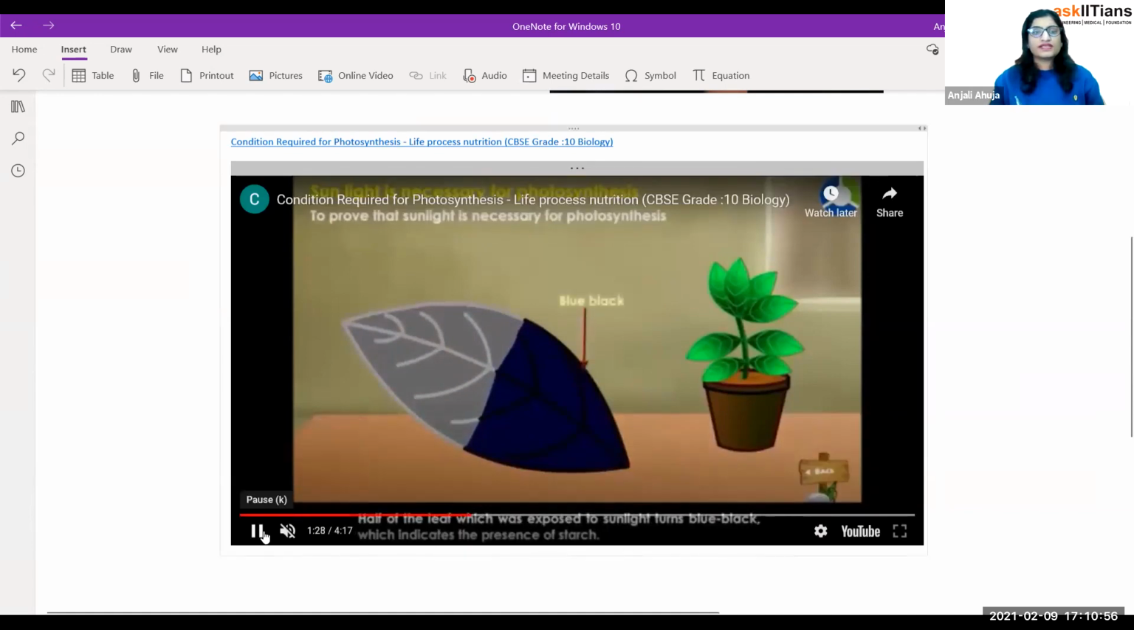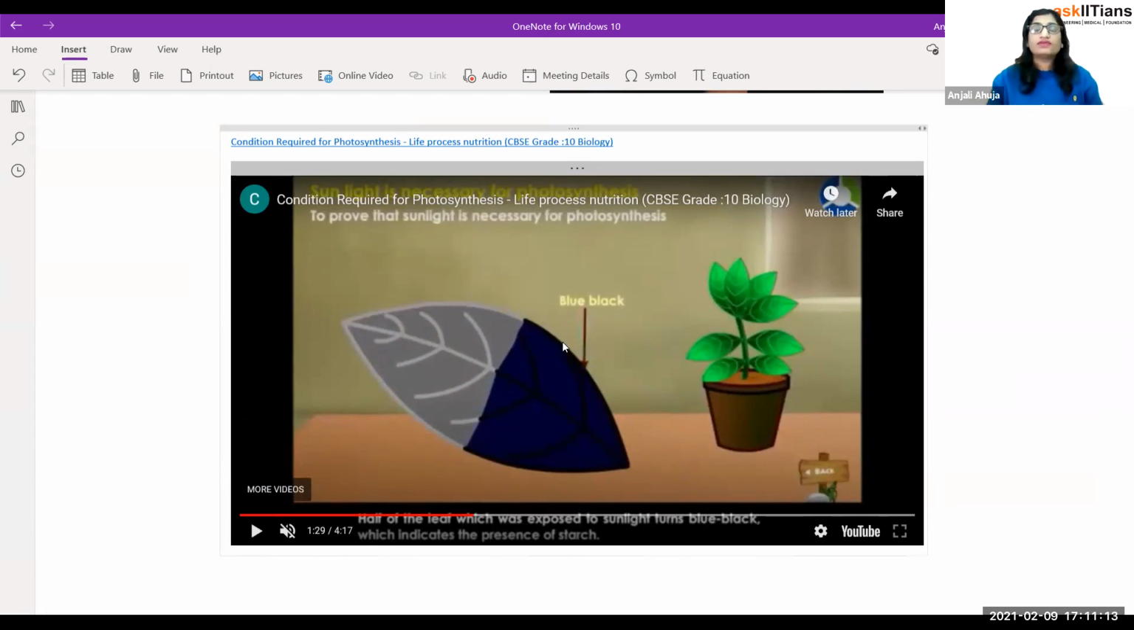Half of the leaf, see, there's a point. I tell you one thing. In this video, they have not explained it, but what you can do is take the part that was in the dark, cut it up. Half part which was outside, starch might be present, and the one which is inside, starch will not be present.